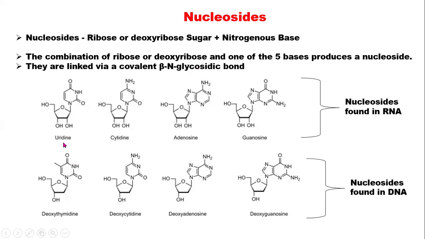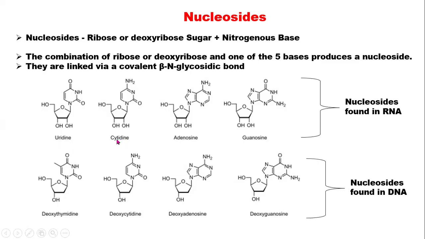You can see there are some nucleosides that are found in RNA and there are nucleosides that are found in DNA. This is uridine, this is cytidine, this is adenosine, this is guanosine. This is from uracil. The nitrogenous base is what? Uracil, without the phosphate group. So you have uridine.